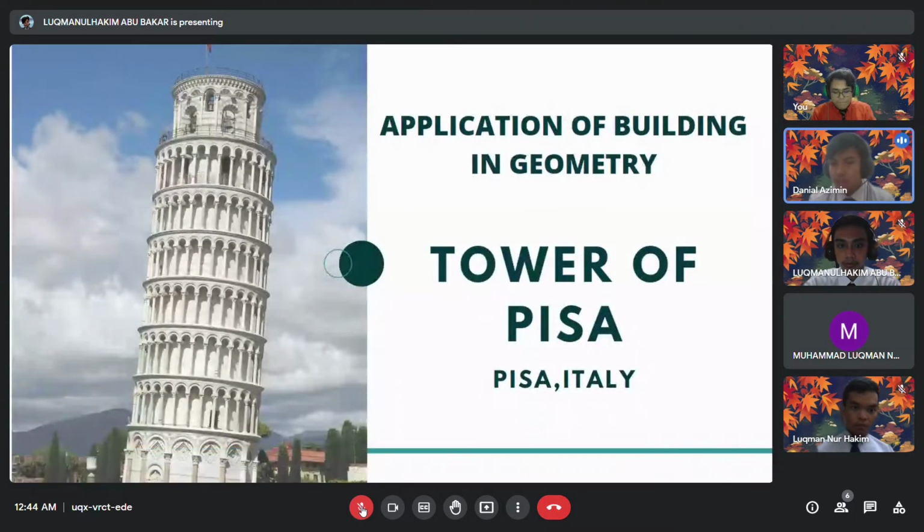Okay, now I will talk about the application of geometry in building, the Tower of Pisa in Pisa, Italy.